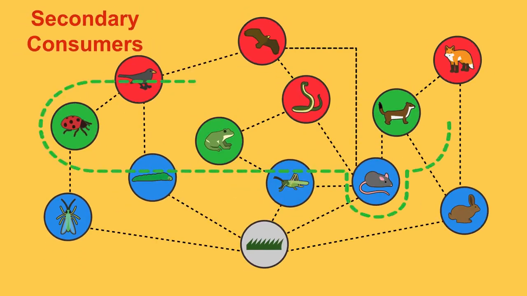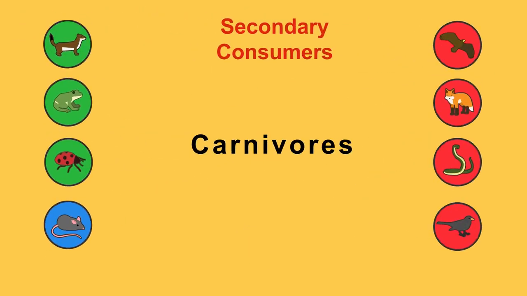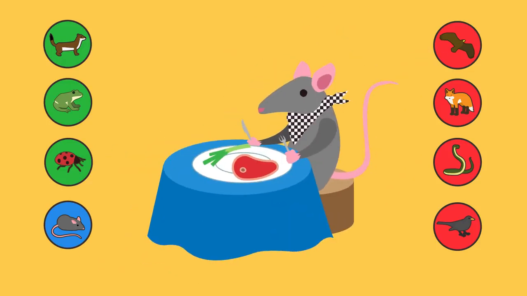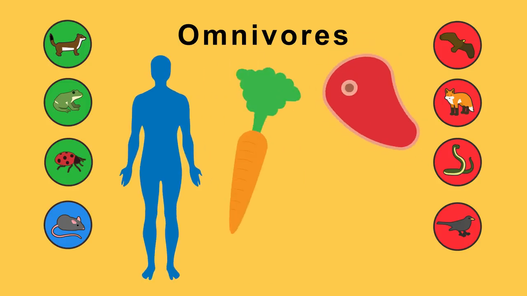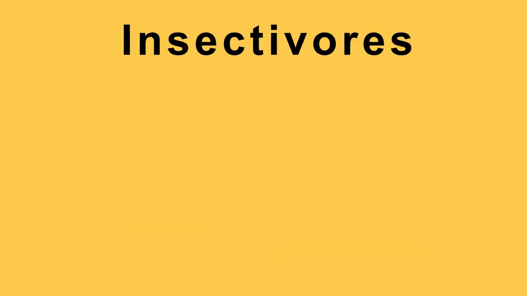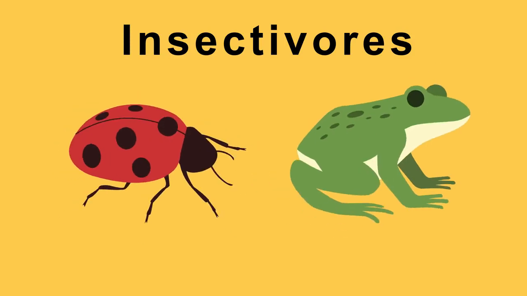Then there are secondary consumers. These are either carnivores, so they only feed on other animals, or like the mouse, they could be omnivores. They eat a variety of plants and animals. Most humans are omnivores. We eat meat, but we also eat vegetables and grains. Or they can just be insectivores, like the ladybird and frog, which only feed on insects, worms, and other invertebrates.